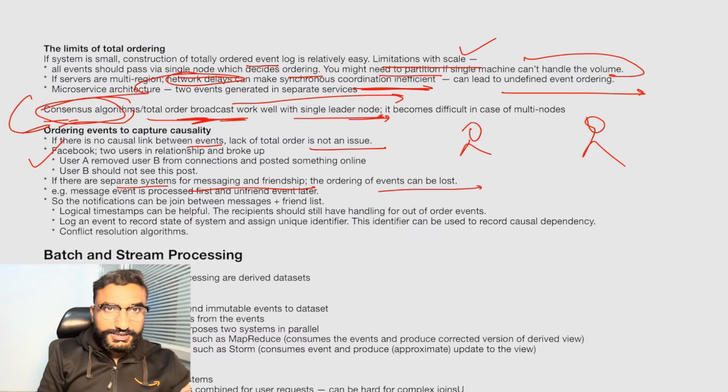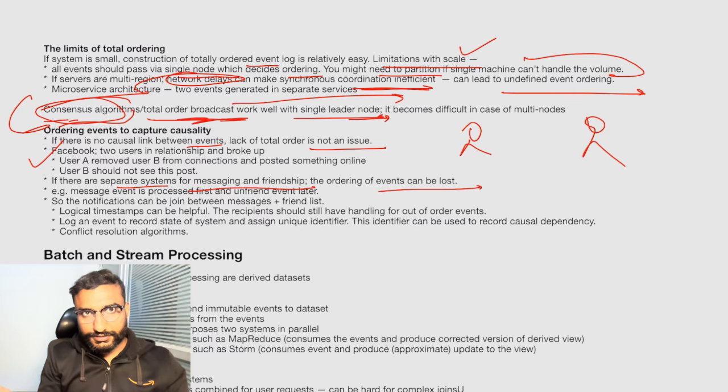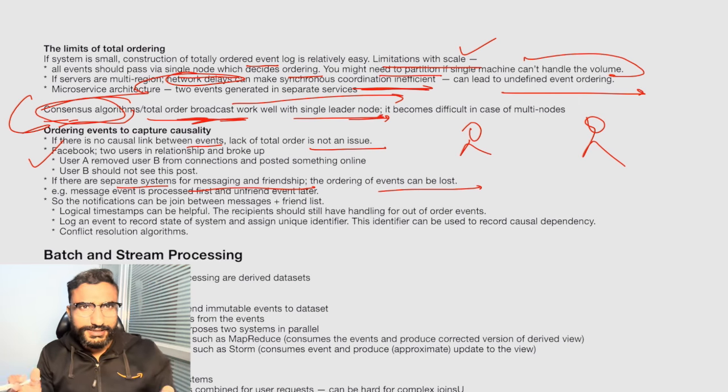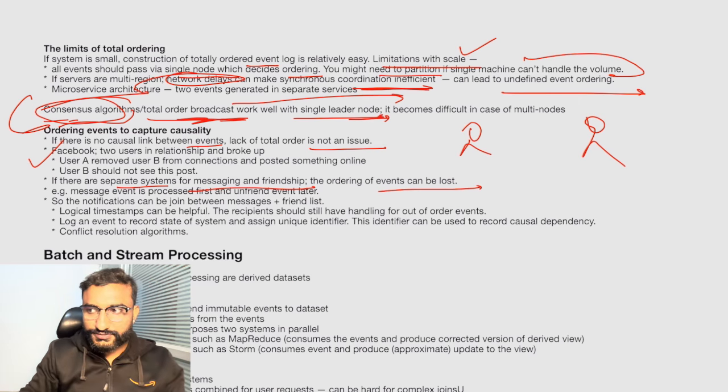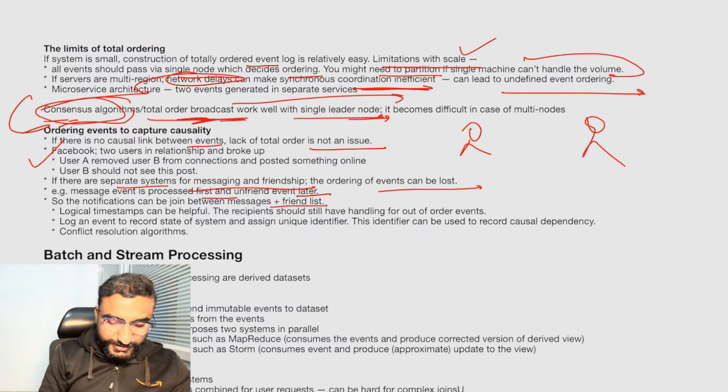So the ordering of events can be lost, that is, which happened first. Like you made the post first and then you unfollowed, or you unfollowed first and then you made the post. So in these multiple microservices use cases, the ordering can be lost. The message event is processed first and the unfriend event later, so this can happen. Notifications can race between messages and the friend list.